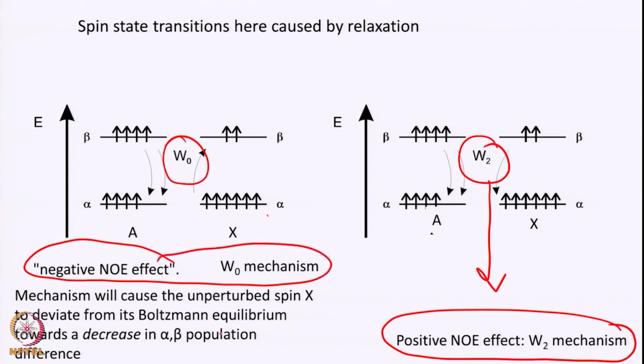So, the mechanism which causes the unperturbed spin, say X, to deviate from the Boltzmann equilibrium distribution, a decrease in the alpha beta population difference, is what causes positive NOE or negative NOE.